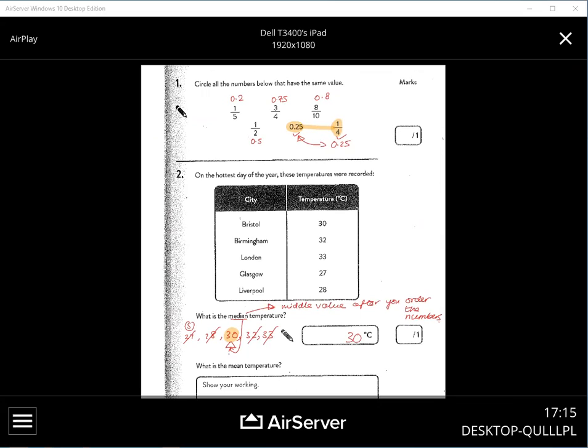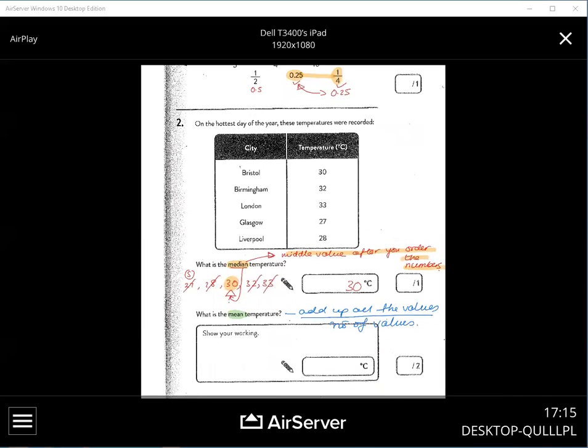What is the mean temperature? Okay, what is the mean temperature? So we're looking at words now. The word median, you said to me, meant the middle value after you order numbers. So we have another word now. What is the mean? Is it when you add all the numbers together? So add up all the values, and then you divide by the number of values. Yeah.